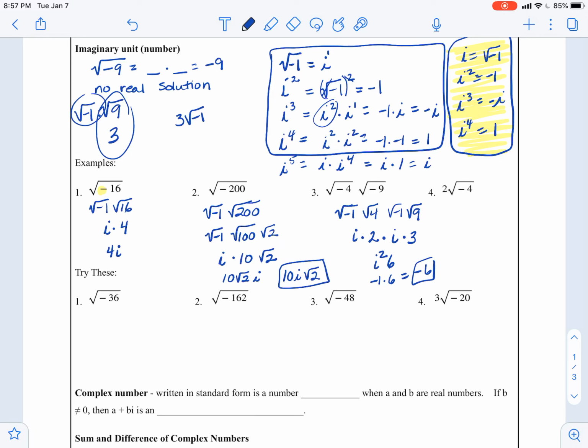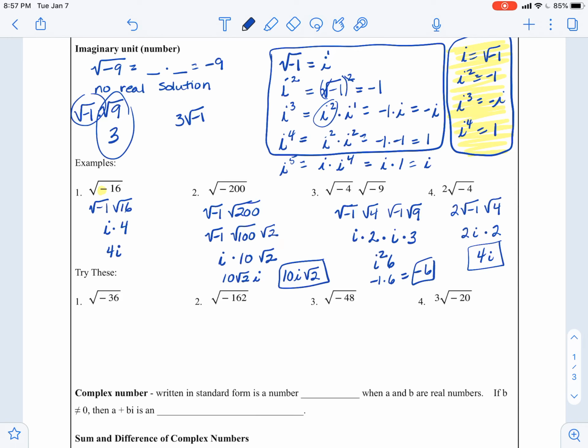Okay, next step over here is just 2 times the square root of a negative 4. So that's 2 times the square root of a negative 1 times the square root of 4. That would be i. Square root of 4 is 2. 2 times 2 is 4i.